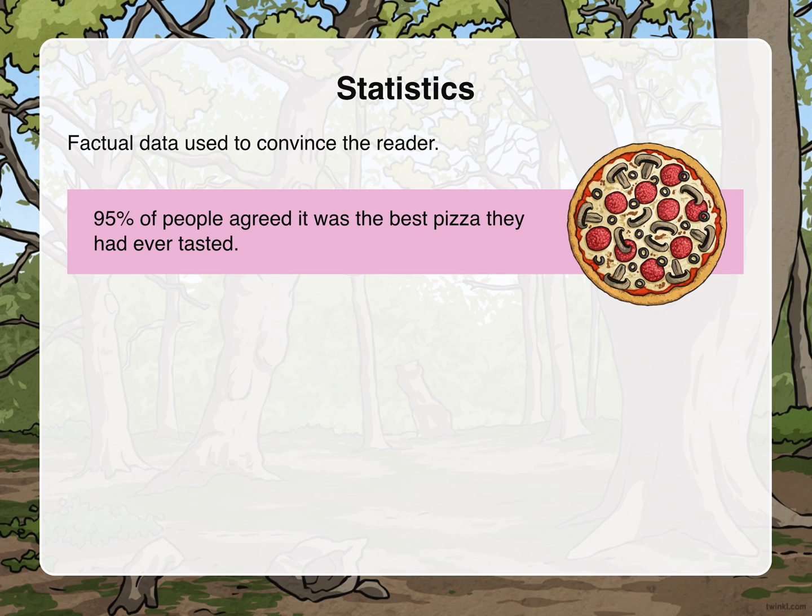95% of people agreed it was the best pizza they have ever tasted. So this is another example of a study. So what that means is they've asked so many people, what did you think of the pizza? And they've said, yeah, it was the best pizza. And it was 95% of them. So 5% didn't agree. 95% did.